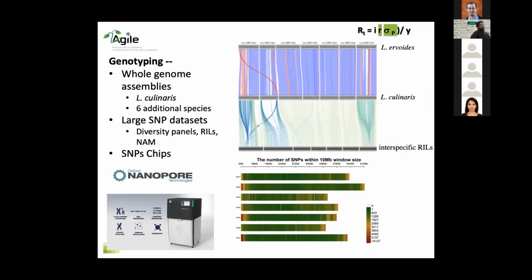Going forward with increasing the variation, another important factor is genotyping. What we have is whole genome assemblies available for the cultivated lentils, as well as other species, except nigricans, which is work in progress. We have a large marker dataset of all those populations that I talked about on my previous slides. We also have SNP arrays, and we have a lot of experience working with Nanopore and PacBio.